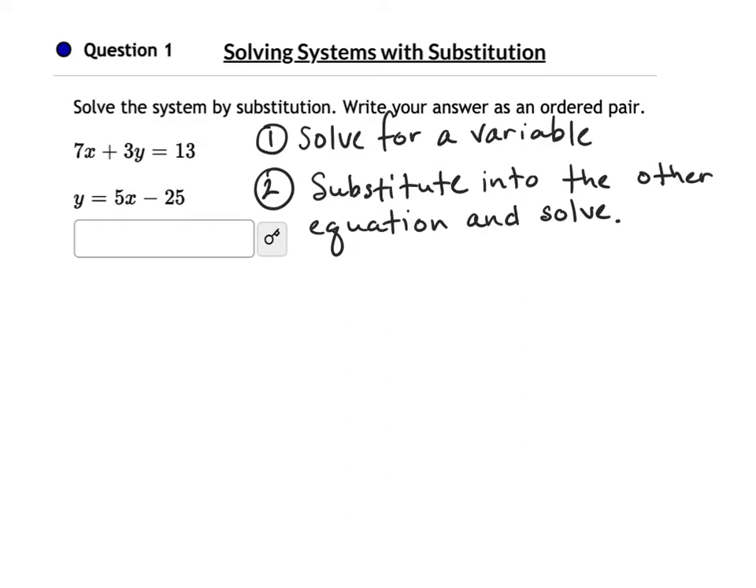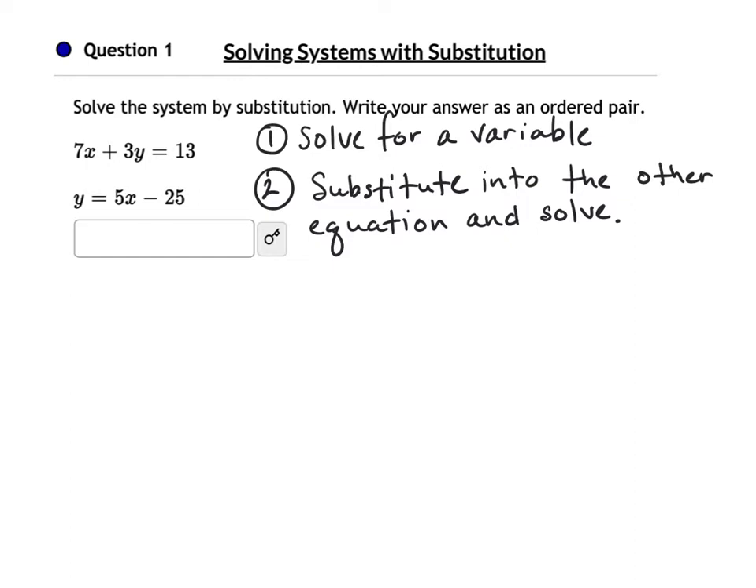Solving systems with substitution. The first method we used to solve systems was by graphing. The graph shows all the solutions for both equations. Remember what you're looking for: a point that is a solution to both equations. Graphing is one way to get that.